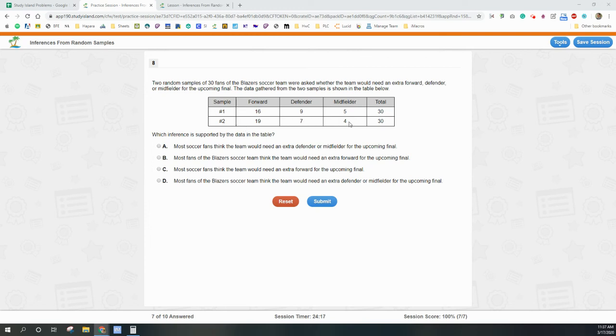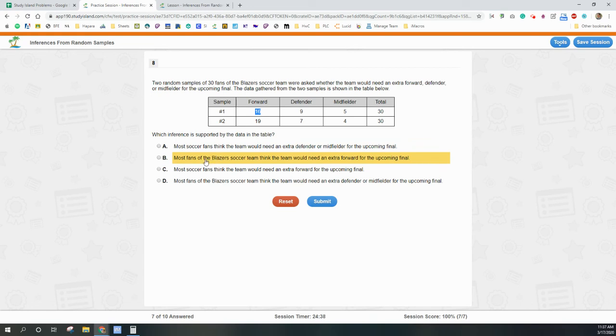7 plus 4 is only 11. So only 11 people thought that the defender or midfielder should be added. Those are not more than half. The forward is more than half. 19 is more than half of 30, and 16 is more than half of 30. So it's pretty clear that most fans think the team needs a forward. So A is not the answer.